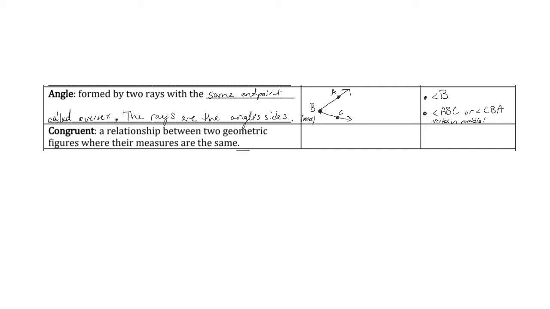All right. The last definition is congruent: a relationship between two geometric figures when their measures are the same. It's sort of like they're equal, but we're talking about the measures of figures, so we call it congruent. We use the equal sign with a little tilde on top.